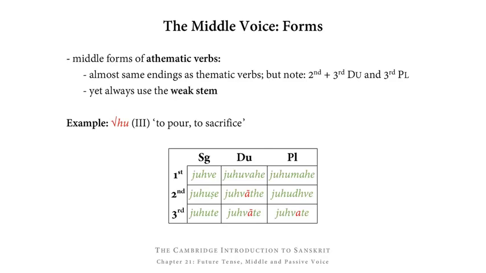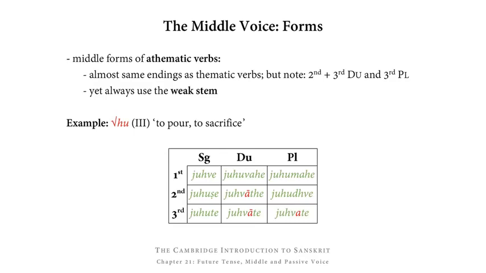Let's look at one more middle paradigm, this time of an athematic verb. Now, athematic verbs in the middle use almost the same endings as thematic verbs. Note there are small differences in second and third dual and third plural, but we'll come to these in a second. And in the middle, athematic verbs always use the weak stem.